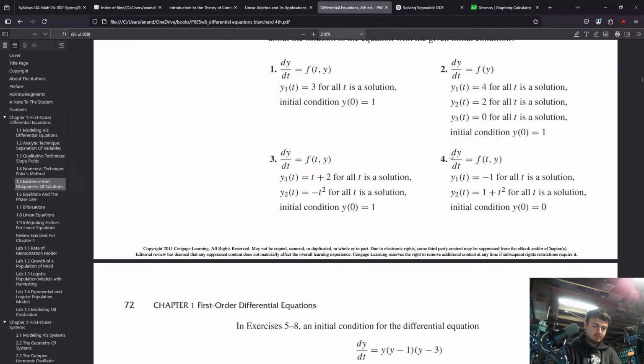Number 4. So first off, not autonomous. Then we have y1 of t is equal to minus 1 for all t. And then we have y2 of t is equal to 1 plus t squared. And then we have y of 0 is equal to 0.